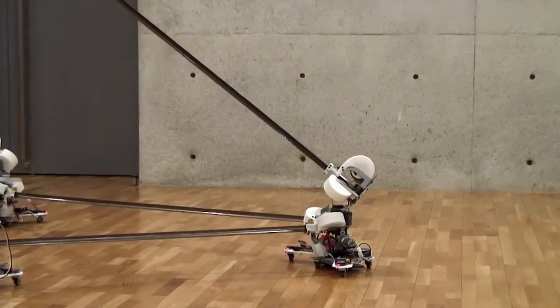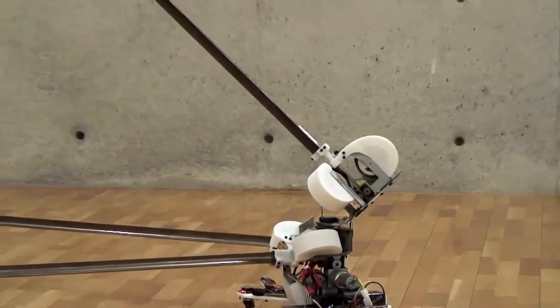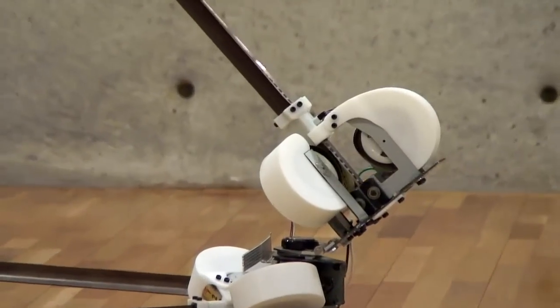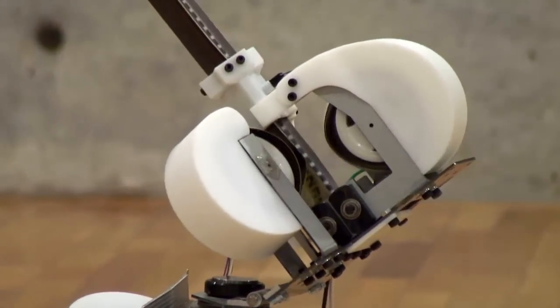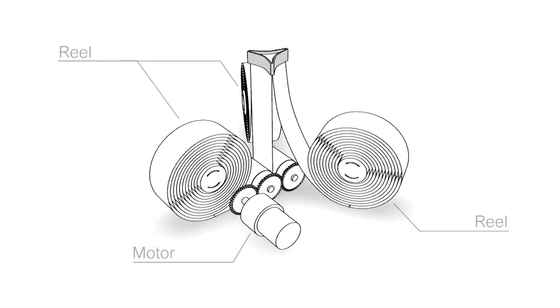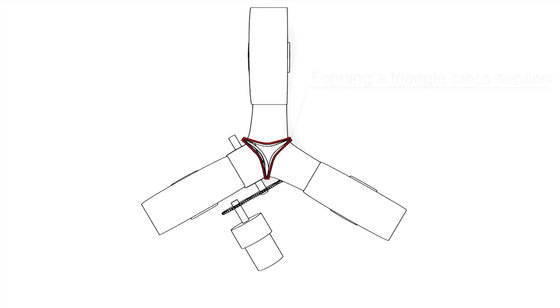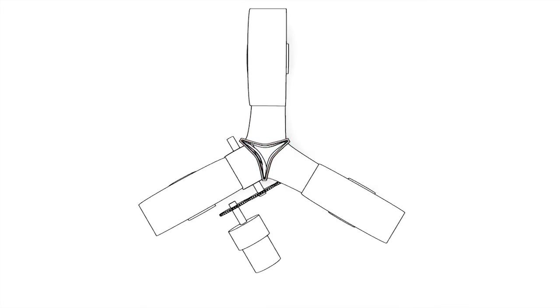The extension actuators used in MorPhys were devised in our study of kine reels, which mainly focused on acquiring a high extension ratio. A single actuator consists of three reels and one motor. Presently, normal tape measures are used as reels. The strips of the three tape measures are secured together to form a triangular cross-section.